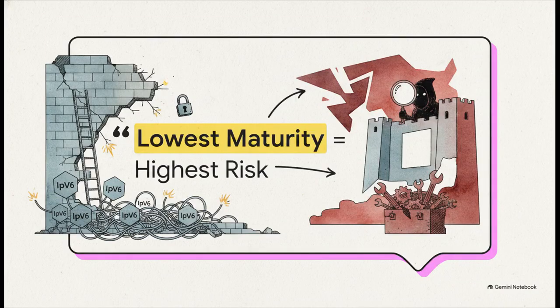Chapter 2 of the course nails this with a great thesis. Lowest maturity equals highest risk. Think about it. Your highly mature million-dollar IPv4 defenses, they are totally blind to this new protocol. Security disasters usually happen in networks that are just starting with IPv6, precisely because administrator inexperience and tooling immaturity are at their absolute worst. Simply put, if you don't understand the protocol, you can't secure it.